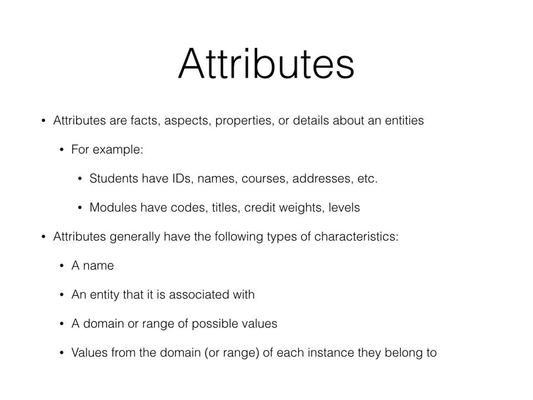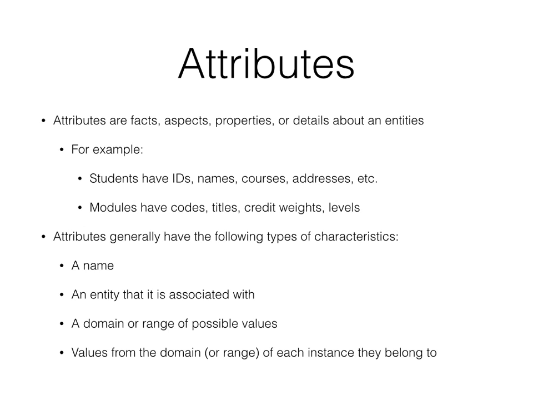And so attributes generally have the following types of characteristics. There's a name, usually your field has a name. An entity that's associated with it, right? It's usually part of a table. A domain or range of possible values. I'll give you an example.